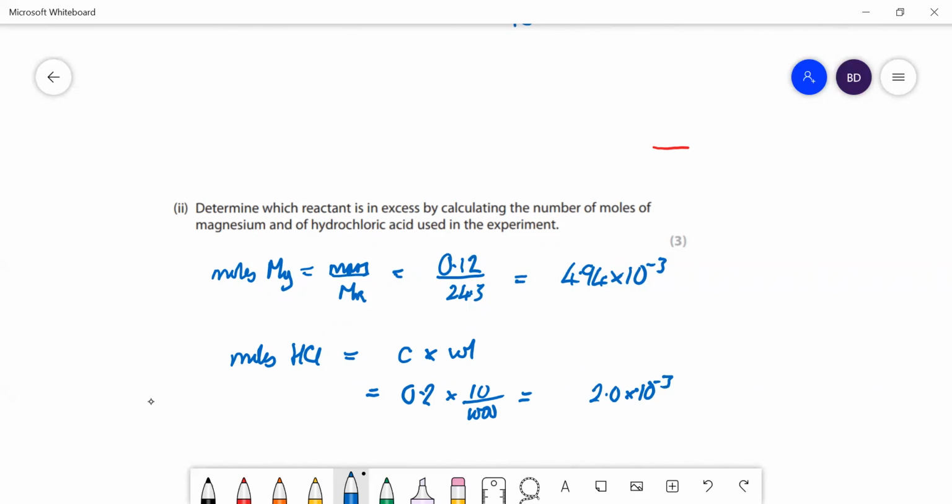Okay, 1 mole of magnesium needs 2 moles of hydrochloric acid. So you've actually got way more magnesium there than can react with the acid. That amount of acid can only react with that amount of magnesium divided by 2. You would need half of 4.94, so 2.47 times 10 to the minus 3 moles of hydrochloric acid. We haven't got that much. We've only got 2 times 10 to the minus 3. So the magnesium is in excess.